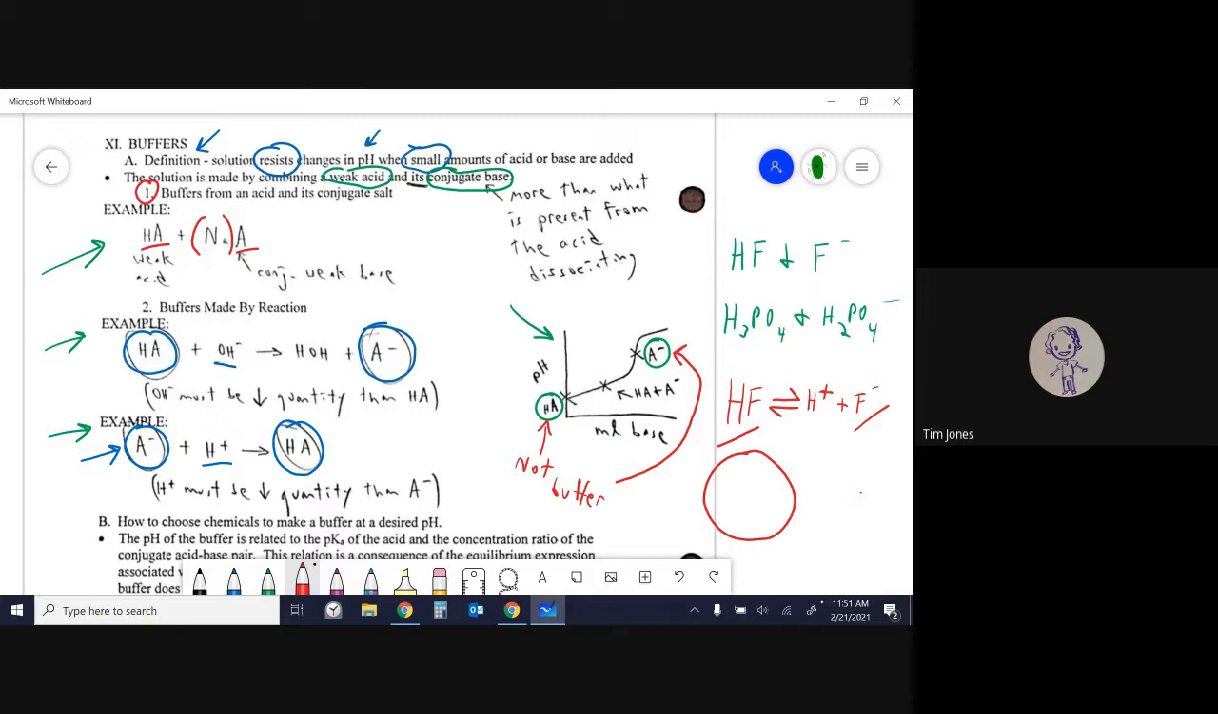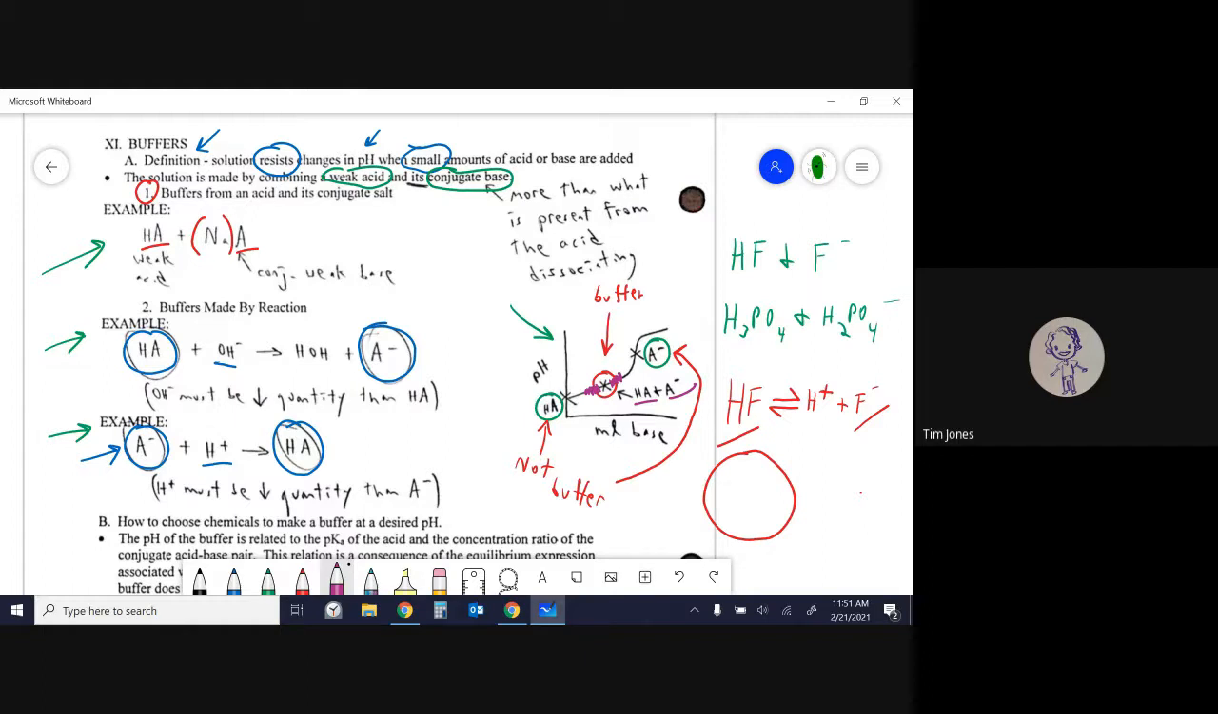Where we have a buffer is right in here. Right in the middle is a great example of a buffer because half of our HA has been turned into A minus and half of our HA remains. So that is a buffer right there in the middle. And you could also argue that to the sides here and here, that would also be a buffer with slightly different pH because you have a combo of both weak acid and conjugate weak base.